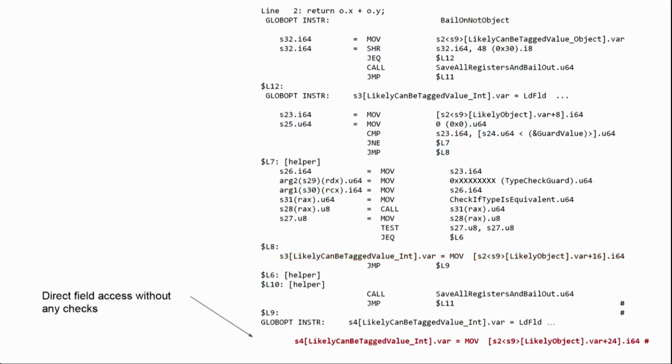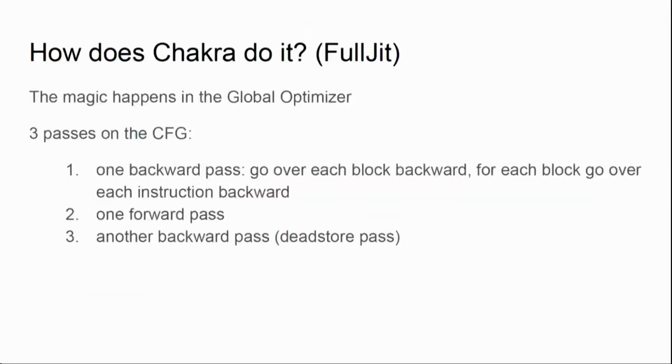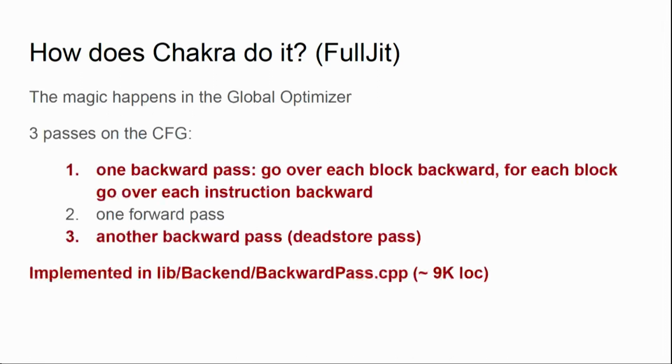So yeah, I hope it sheds some light on some core optimizations that are done in the JIT. Now I'll try to explain a bit how Chakra is able to do all that magic. As I said, the magic happens in the global optimizer. It's a 3-pass process on the control flow graph. So you have one backward pass, one forward pass, and another backward pass.